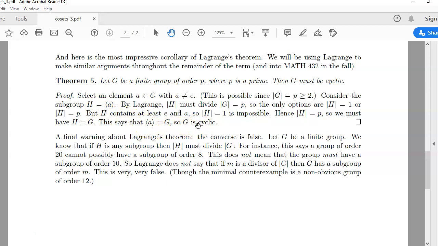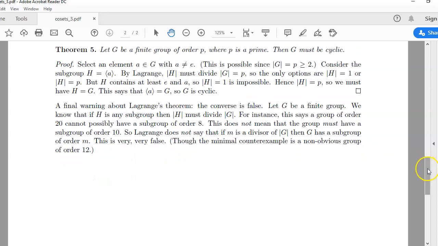So it's a very clever proof where you count something and realize that the mother has an order with only 2 divisors, and that very, very drastically limits what H could be. Very, very famous application of Lagrange.